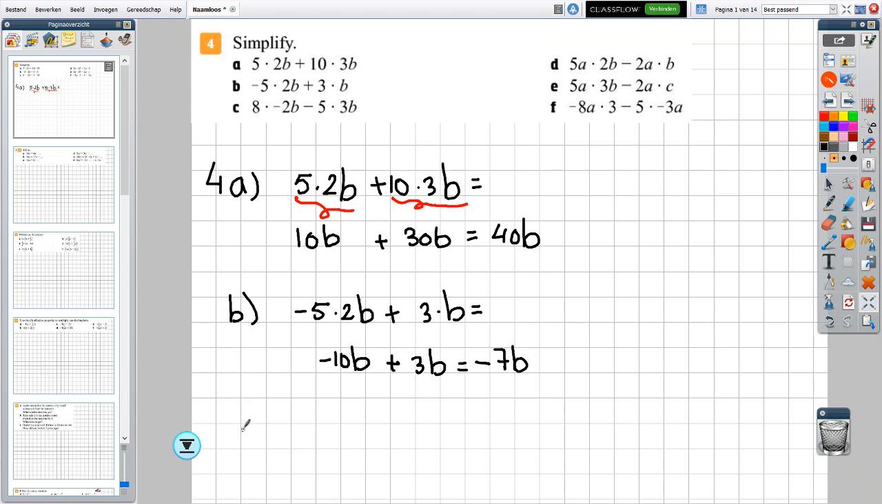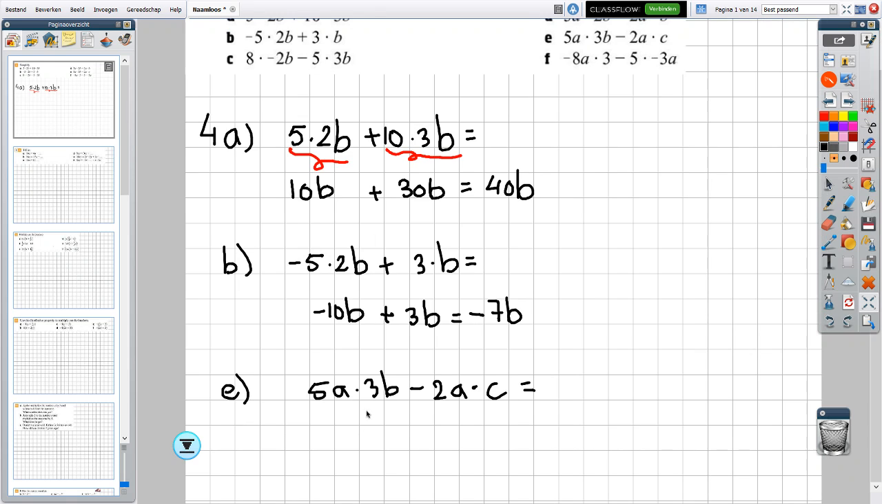Let's do another one. Let's do E. You will see in a moment why I chose E. 5a times 3b minus 2a times c. Again, first do the multiplications. 5a times 3b. First multiply the numbers. 5 times 3 is 15. Then put the letters in alphabetical order after them. Minus 2a times c is minus 2ac.